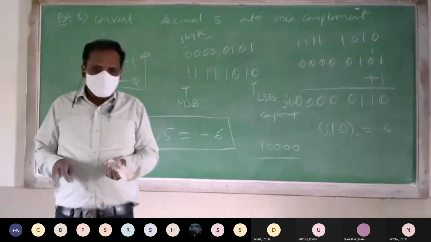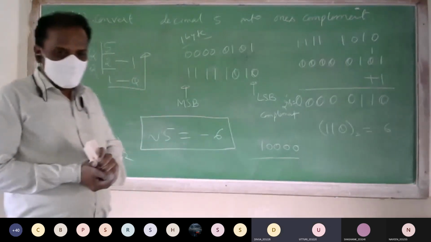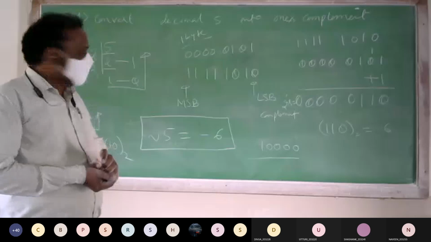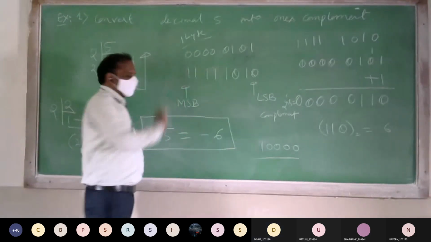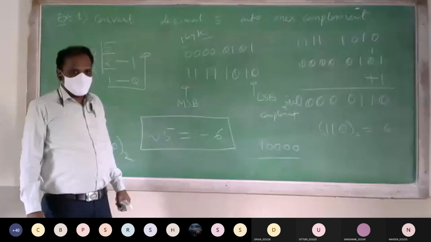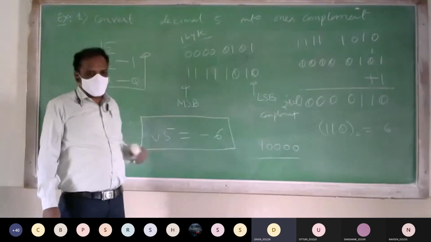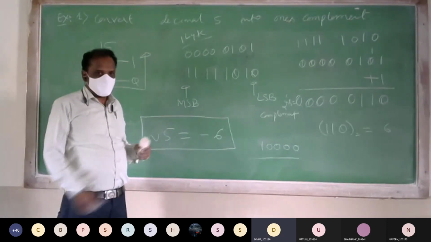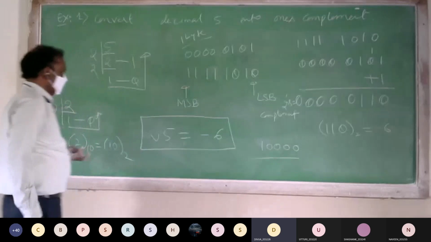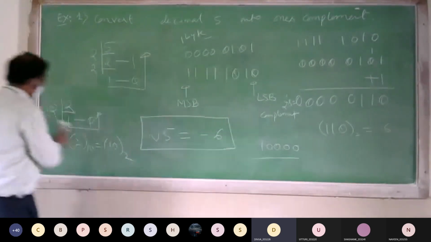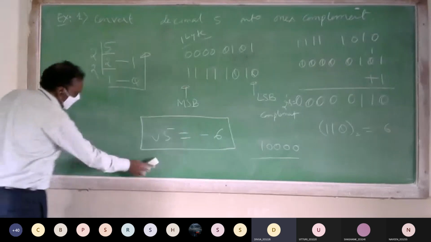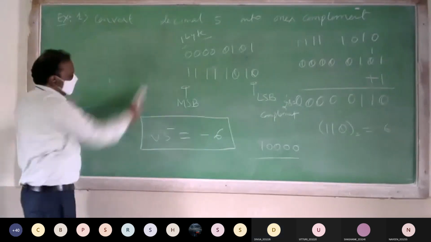Clear or still confusing? Sir, what if MSB is 0? Yes, if MSB is 0 it means it is a positive number. 1 means negative number. Then no need to keep the minus symbol, sir? If MSB is 0, that we shall see with the next example. Erase this one.